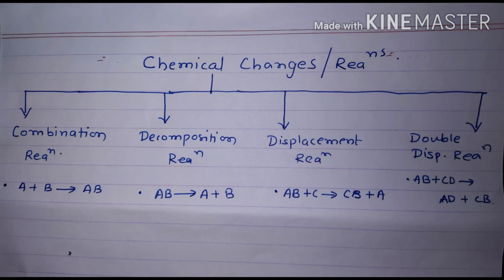The next type of chemical reaction is decomposition reaction. The definition of decomposition reaction is very simple. When a single reactant breaks down to form two or more products, the reaction is termed as decomposition. You can see the general reaction: AB breaks down to form A plus B. Means AB is a single reactant, it is breaking down to form two products, A and B.